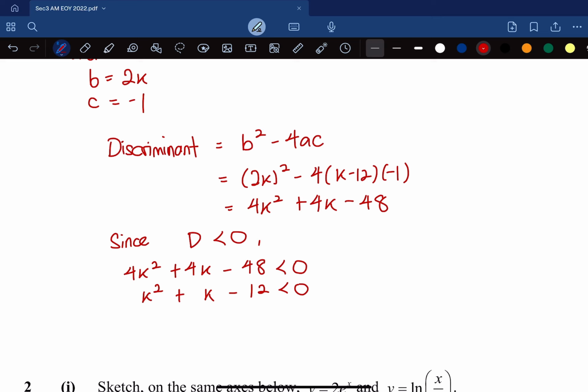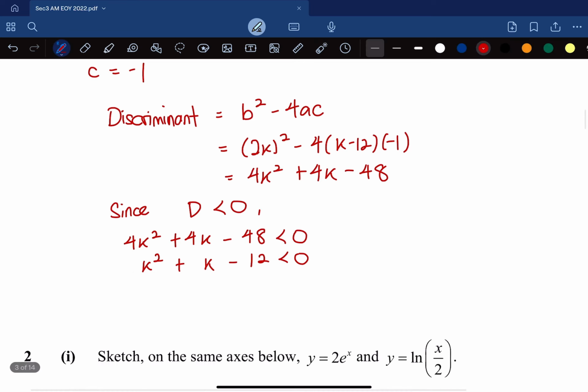Then from here is solving my inequality. And if you recall, how to solve an inequality is that I first factorize this entire expression on the left-hand side. By factorization, I'll get (k plus 4)(k minus 3) less than 0. Then from here, how to solve?